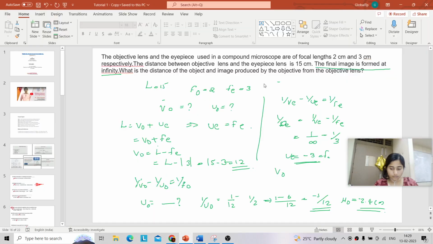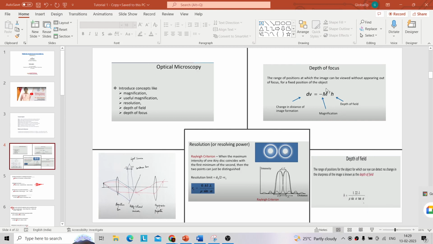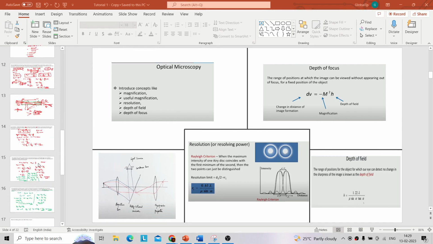So for today's class, the basic things we have discussed are these: the normal compound lens and how it works. Can you show me the solution once again, the last problem? Yeah, sure.